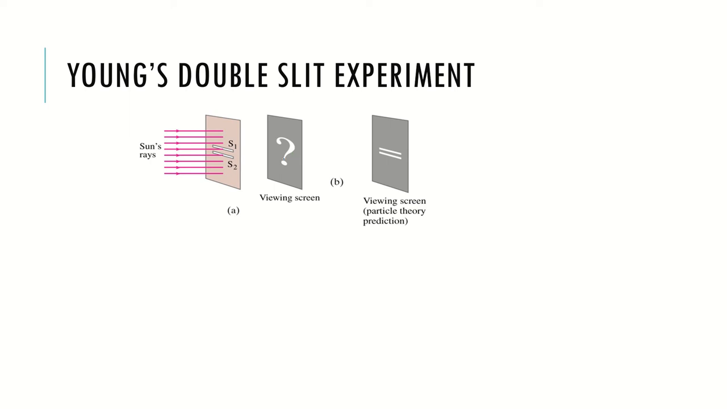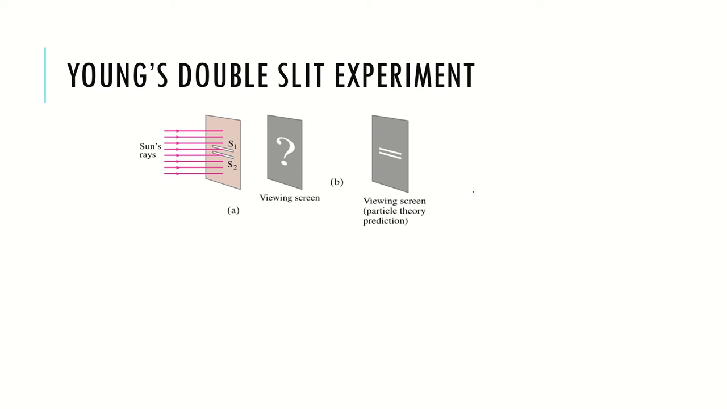the particle theory for what would happen is, if light was made up of particles, then if you put a particle through a small gap, it's just going to follow the small gap. And you would expect two thin little bands to occur. That's what you'd expect.